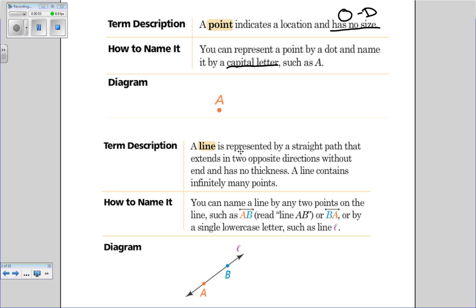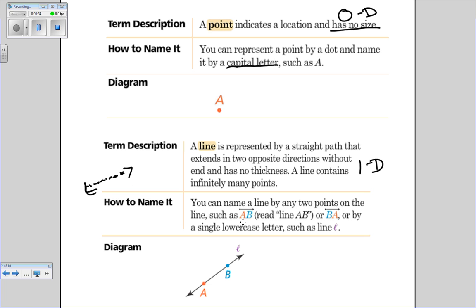Alright, a line is represented by a straight path that extends in 2 opposite directions, and it has no thickness. So even though you see this line when it's drawn, it has thickness, the line itself really doesn't. It's a bunch of infinitely many points. You've got point, point, point, and so on, and they all come together. Eventually, in infinitely many of them, they make a line. We say the line has 1D. It's got 1 dimension. It's going left and right, but it's only 1 dimension.